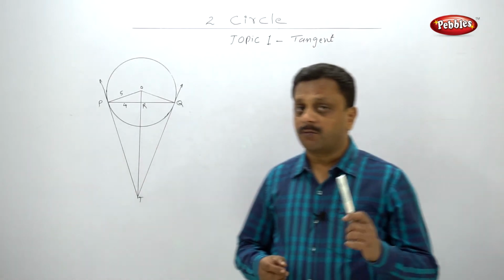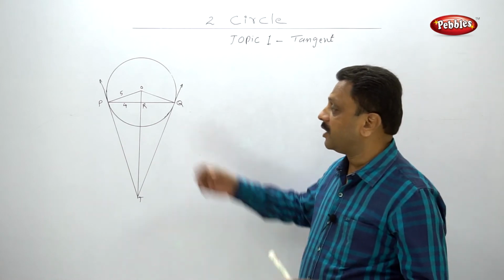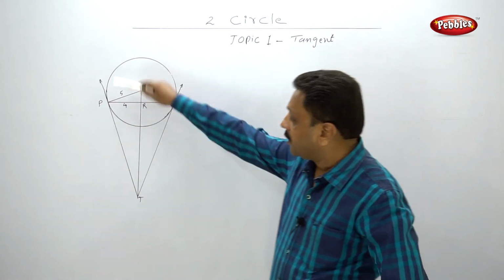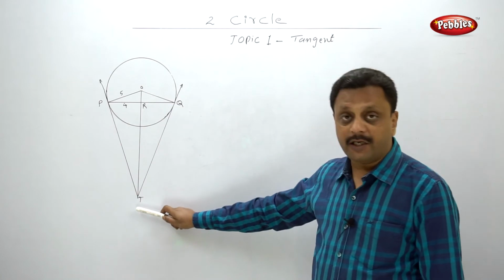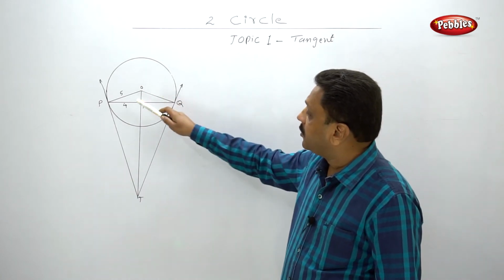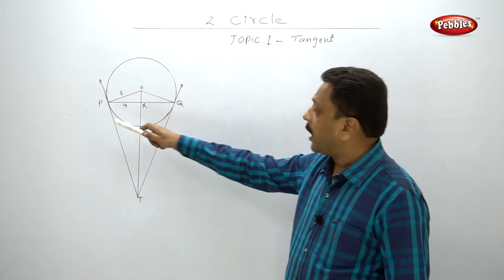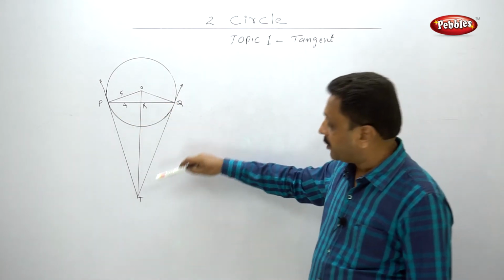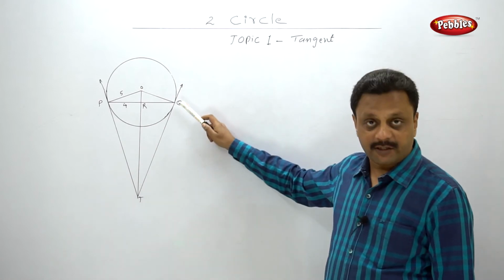Now let us solve one more problem. The figure is given something like this. There is one circle, there are two tangents meeting at the point T outside the circle, then there is a center O, and P and Q are the touching points. That means TP and TQ are the tangent segments.